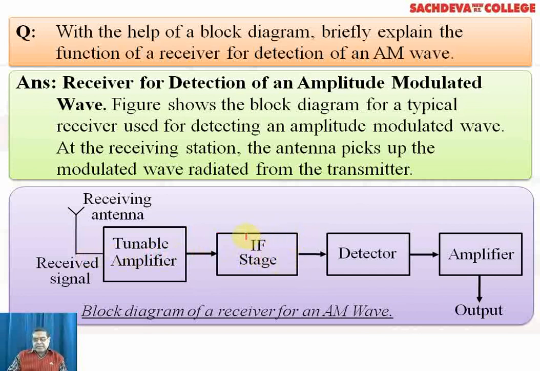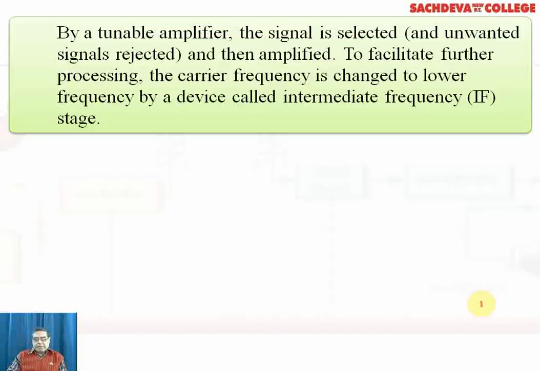Then from the IF stage, the signal goes to the detector where it gets rectified, and then the rectified signal is passed into the amplifier and the output comes in the form of DC. That output has high amplitude, and where the amplitude is more, the loudness will be more. Loudness is directly proportional to amplitude squared. By the tunable amplifier, the signal is selected and unwanted signals are rejected.